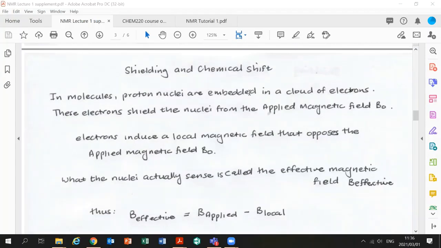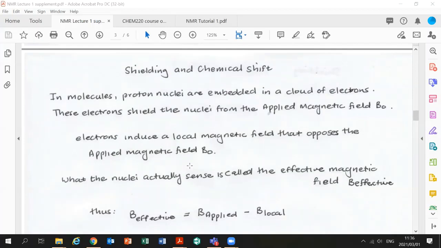Great, so I'm going to move on to this important concept of shielding and de-shielding. Basically the chemical shift is just where on that graph do we find a signal. Now, in molecules, you don't just have free protons. I've been talking so far about a free proton, just hydrogen, and I've not been talking about a molecule.